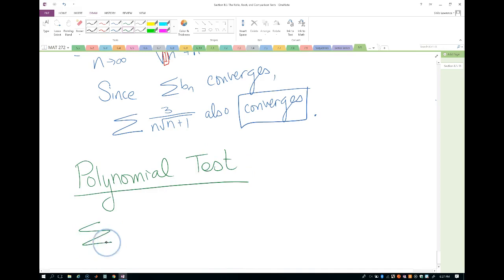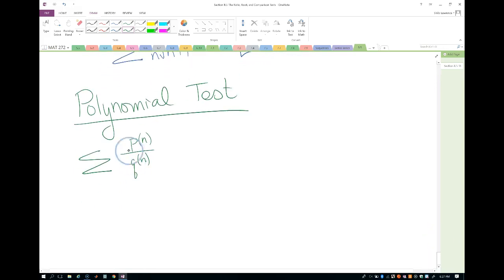This is anytime you've got a sum of some rational expression, which means we've got a polynomial in the top and a polynomial in the bottom. You could do a limit comparison test between this series and a p-series with similar exponents to determine convergence or divergence. But since it's going to be true every single time, we really could name our own test for this. So these are both polynomials.